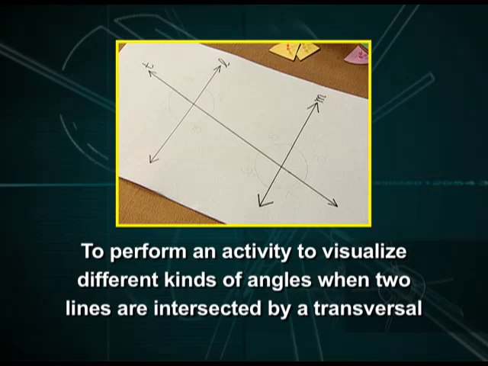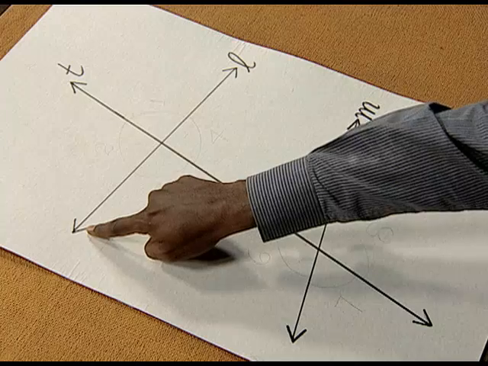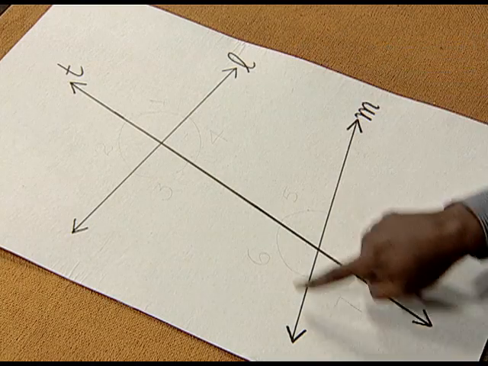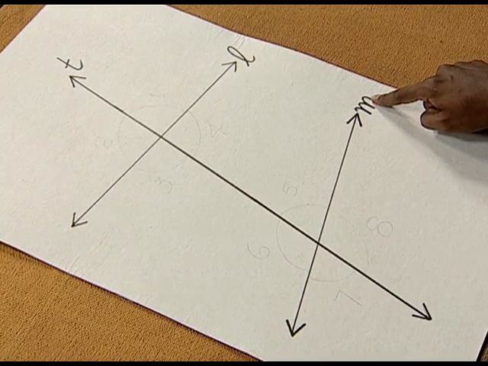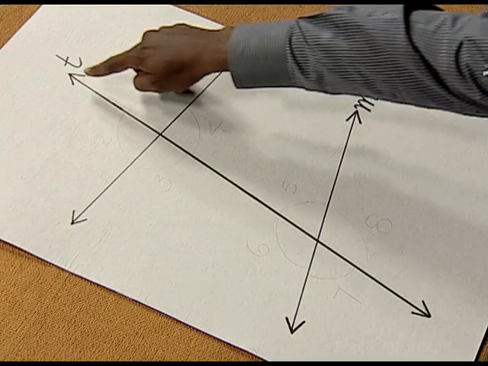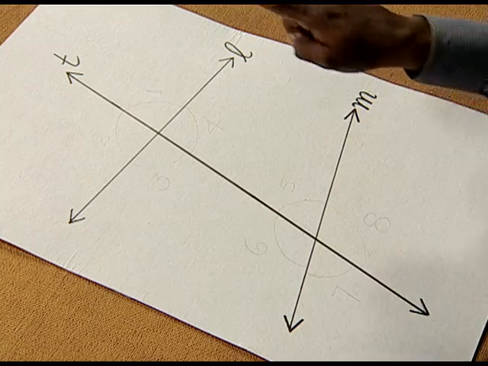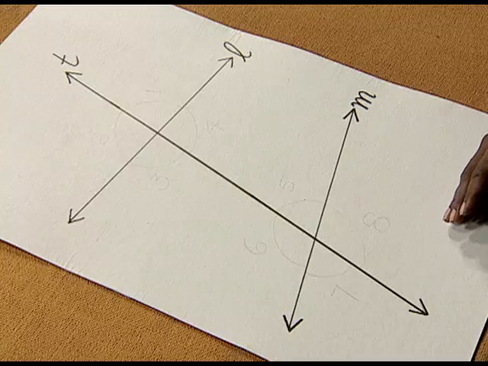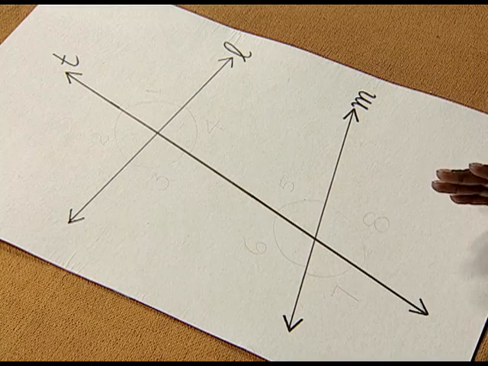Today, we shall see the different kinds of angles when two lines are intersected by a transversal. Children, here we have two lines, line L and line M. These are intersected by a transversal T. Now you can see when these two lines are intersected by the transversal, it forms 8 angles. Now we mention that.